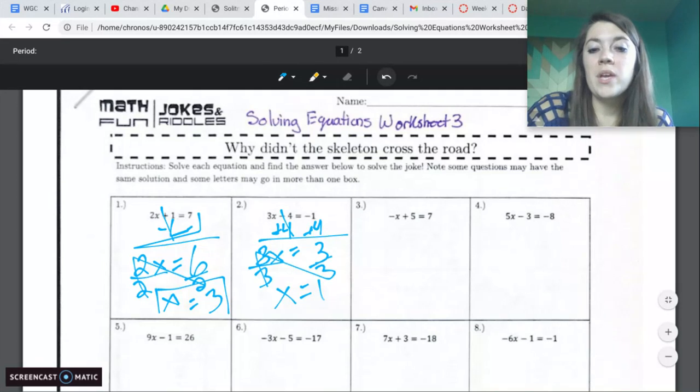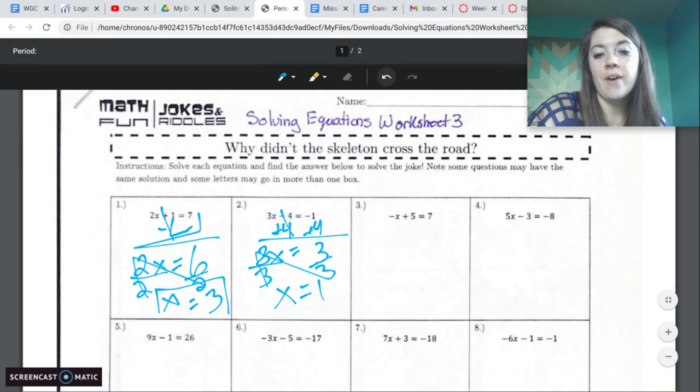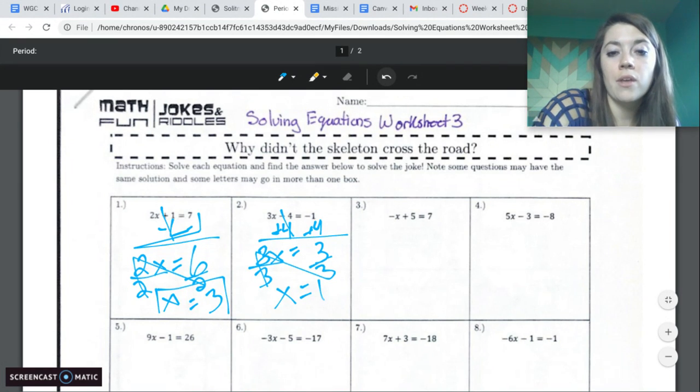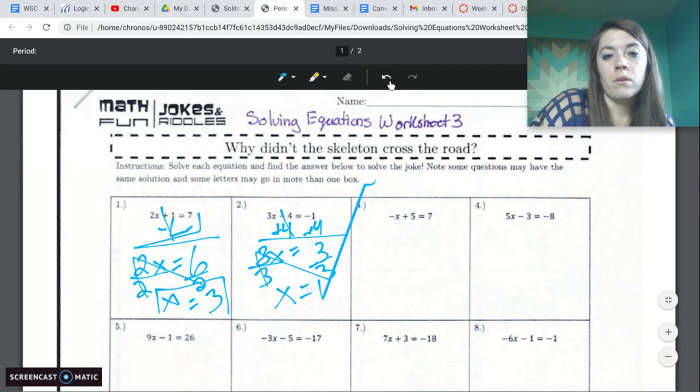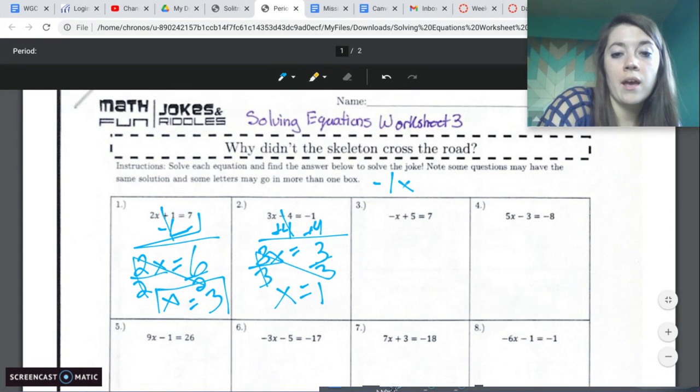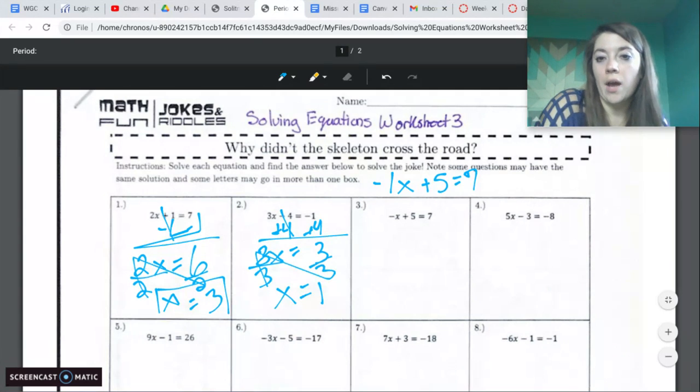All right, number 3, we have negative x plus 5 equals 7. Now, I know some of you don't like just seeing a negative and an x. You don't know what to do with that. So think of it instead as negative 1x plus 5 equals 7, if that helps you, having that 1 there. Sorry, I don't know why it does the random lines. Anytime there's just a negative on a variable, it just means negative 1 times that variable, okay?